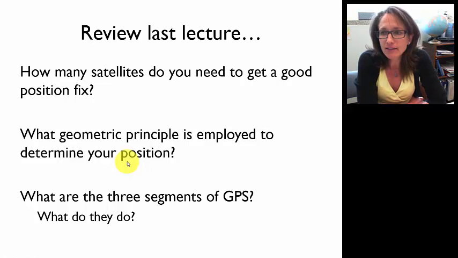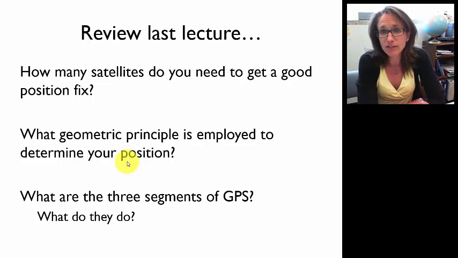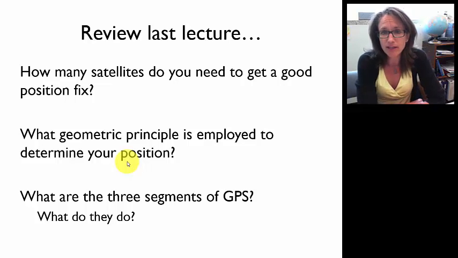How many satellites do you need to get a good position fix? You remember we looked at the example of how to pinpoint the location of an earthquake on the ground, and that you need 3 seismometers to try to pinpoint that location. But with satellites, it's different. Remember, we need 4, because with 4 spheres connecting, we can actually pinpoint the location of where you are on Earth.